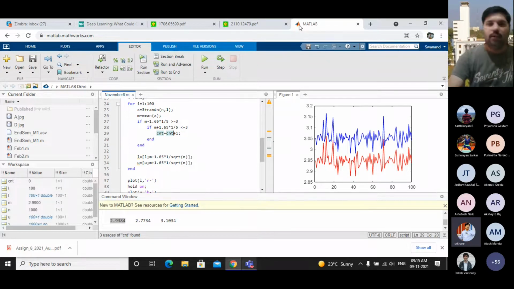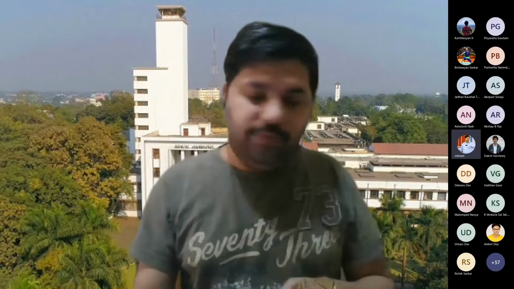So let us again go back to this theoretical development, and let us again try to see one more distribution, which is F distribution.